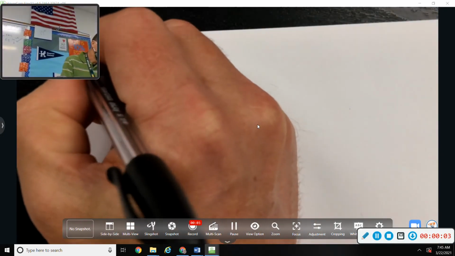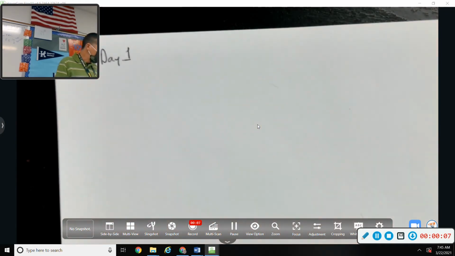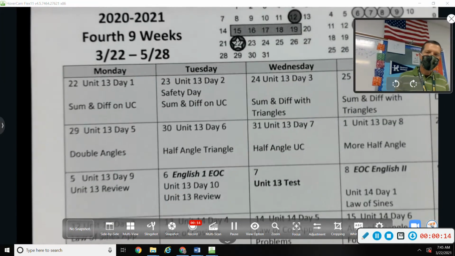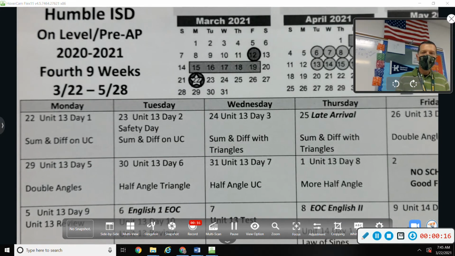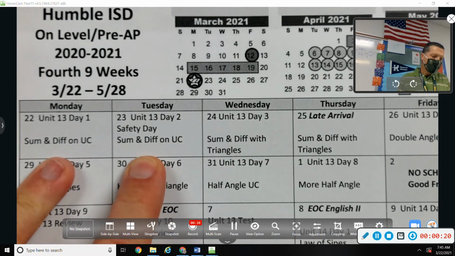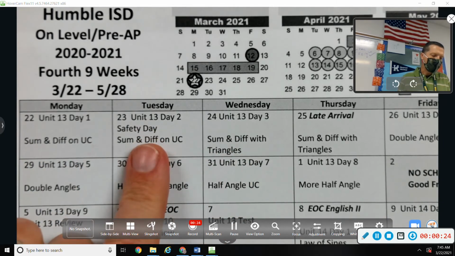So Unit 13, Day 1. And I guess I should show the calendar, which is posted in Schoology for you guys at home watching, so you can print this out or just reference it whenever you need it. 2 days on sum and difference angles. Actually 3 days on that, because tomorrow is also safety day.